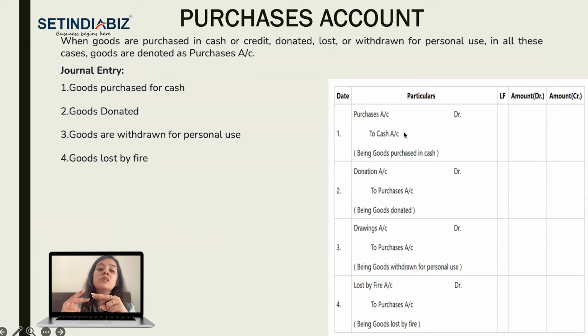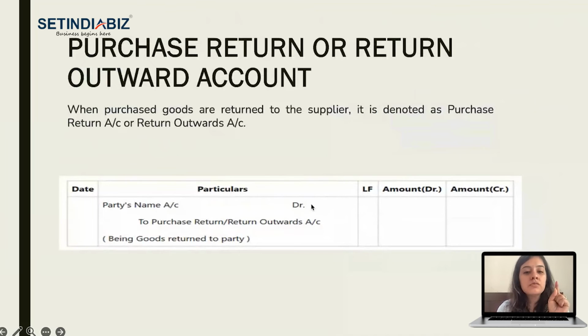Now this is called reversing of the entry, right? Now we will reverse the entry. Now the supplier account will be debited in case of purchase returns, and purchase returns account will be credited. See, supplier account debited to purchase return or return outward account, being goods returned to the party. Date here, amount to be debited here, amount to be credited in next line here.